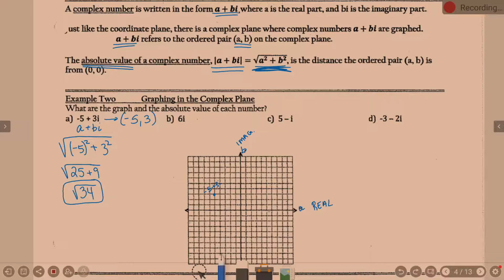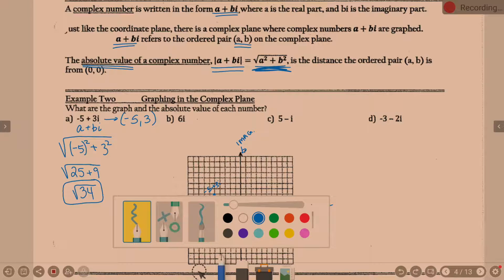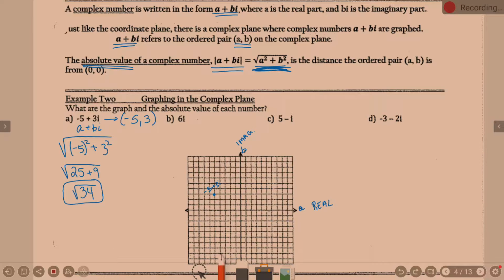Okay. Other questions on A here? Okay. What are your thoughts about B? The a value is 0. 6. Okay, so if I rewrite this, if you're sitting there saying, I don't know, it's 6i, Mrs. Sargent, that's not in the a plus bi form. Think about it this way.